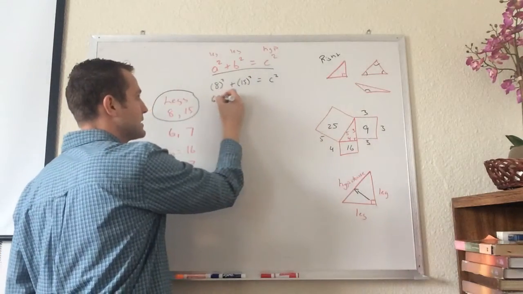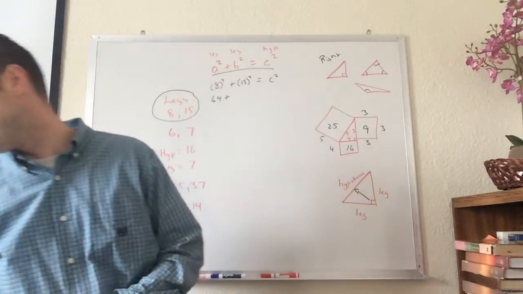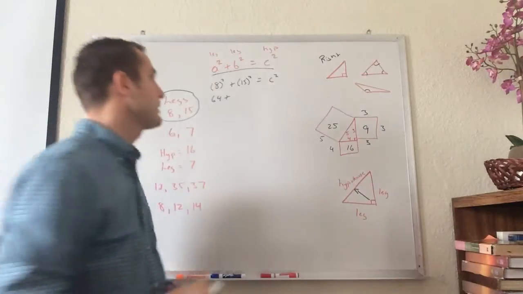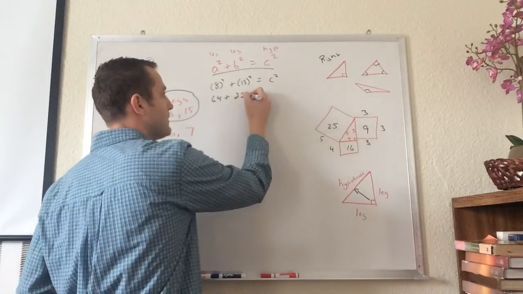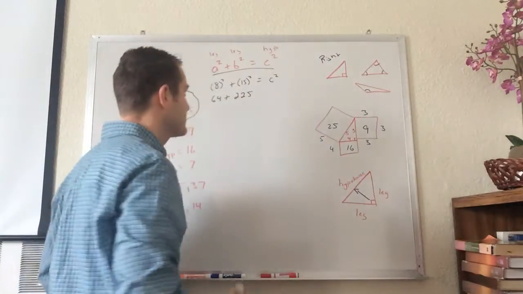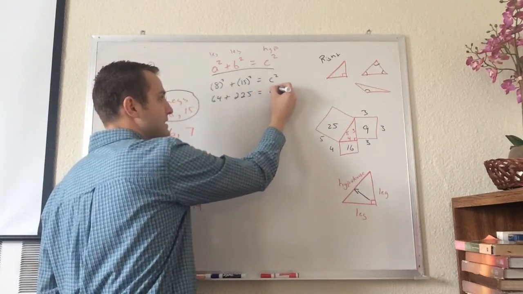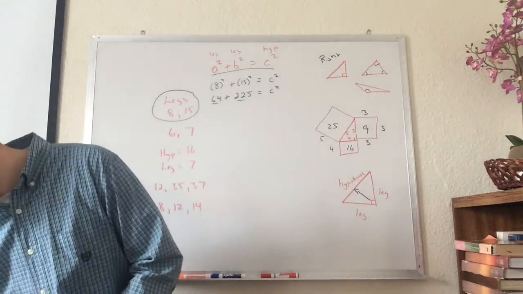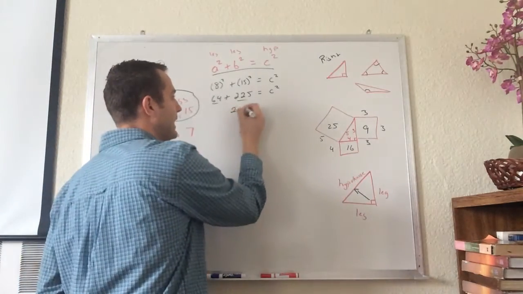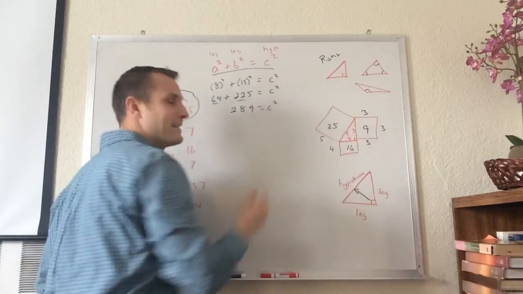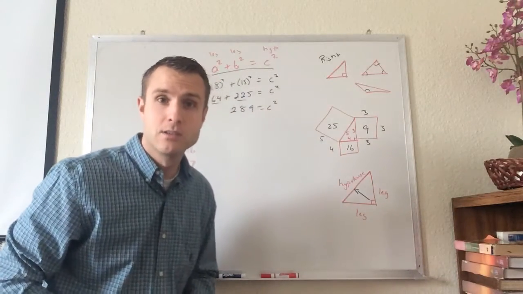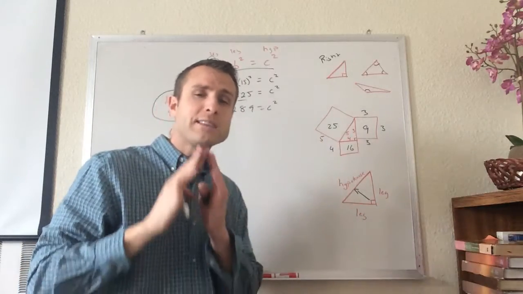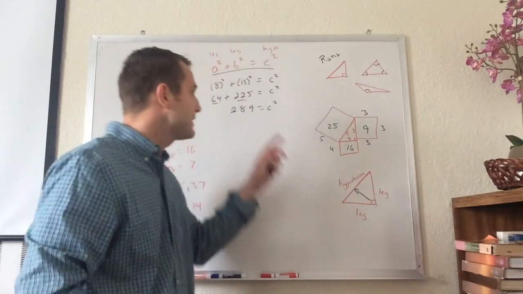So 8 squared is 64. 15 squared is 225. Remember, make sure you have memorized those. That will make this chapter a lot easier. And then that's going to equal c squared. So when I add these two together, 64 plus 225, I get 289. Now that is not my hypotenuse. Your last step for these problems always is going to be to get the square root.